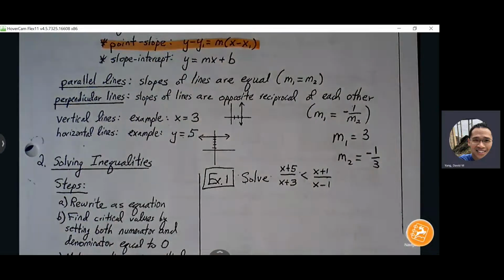-1/3. So we take that 3, which is 3 over 1, and we flip it, and we change the sign. So it's two things that need to happen. We're going to flip that number and change the sign, and then those two slopes are now going to be perpendicular to each other.